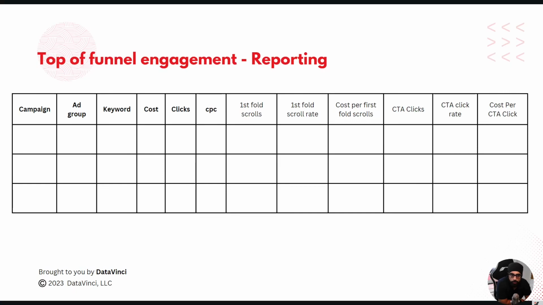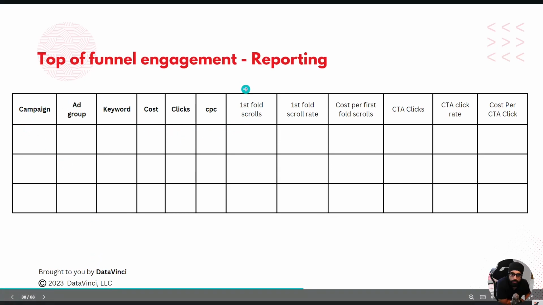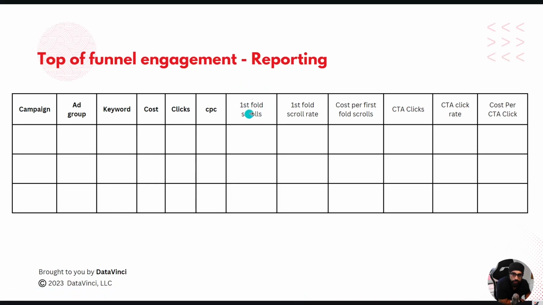Okay, so how should the reporting look for the top of the funnel engagement rate when we take Google Ads and analytics? You would have your campaign, your ad group, your keywords, the cost for each combination, the clicks, and the CPC. Then you want to look at the first fold scrolls for each campaign, ad group, keyword combination. So you quantify how many people, after clicking, are scrolling at least the first fold. Then what is your first fold rate? What is the cost per first fold scroll? So to get someone to scroll after the initial fold, what does it take you, right?